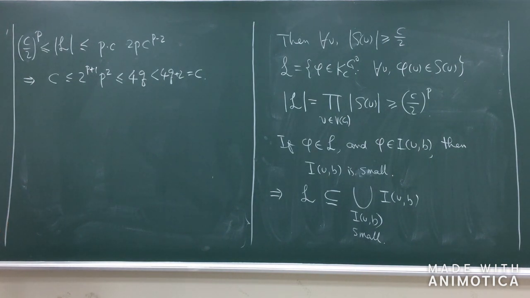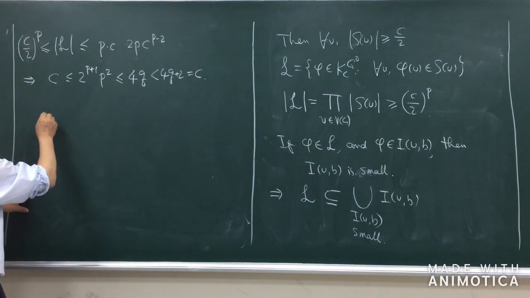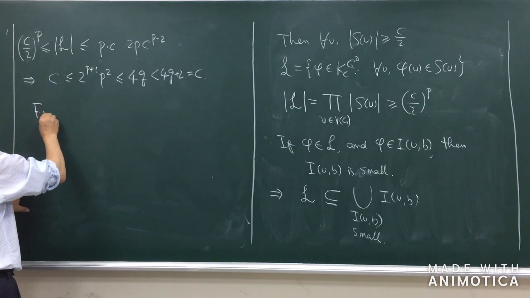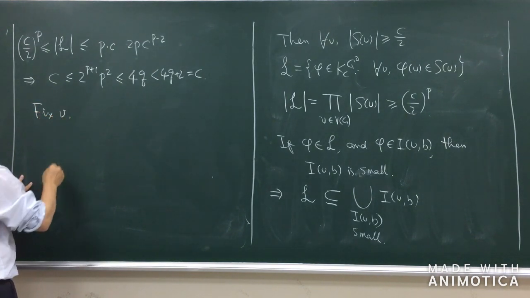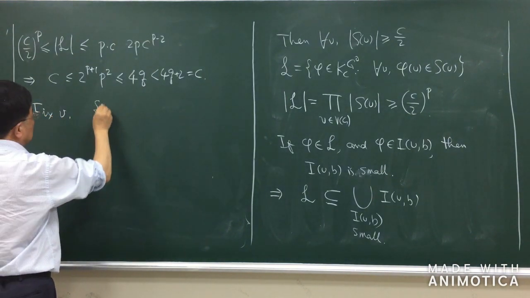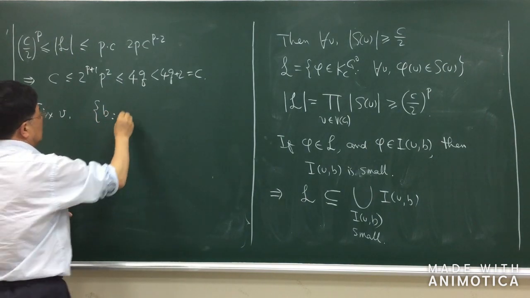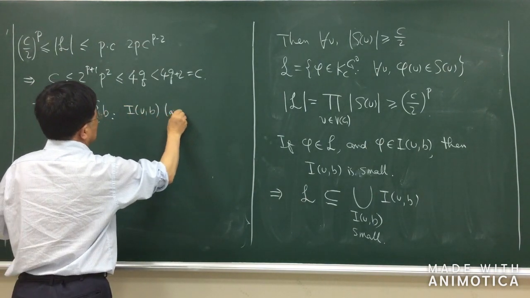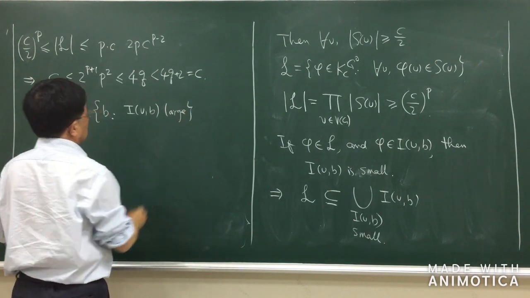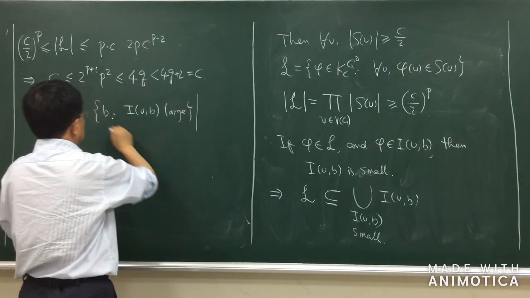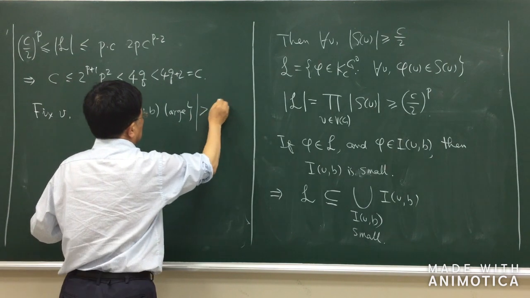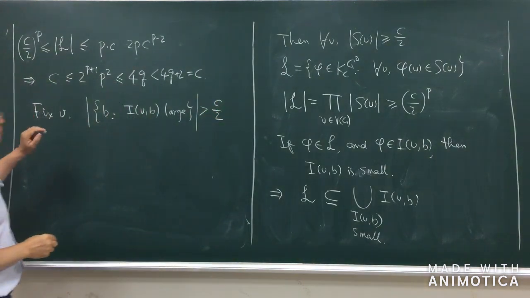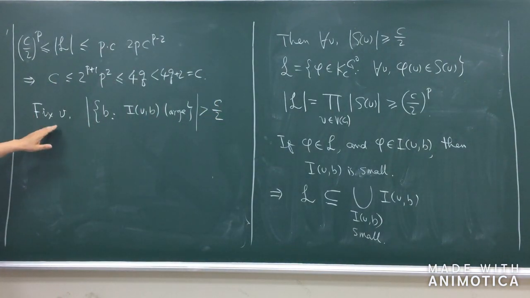So what do we prove? We prove that there exists a v. So there exists a v, so we can fix a v, such that this set B is large. This set is more than half of C. So then we can find such a vertex. So let's fix this vertex.